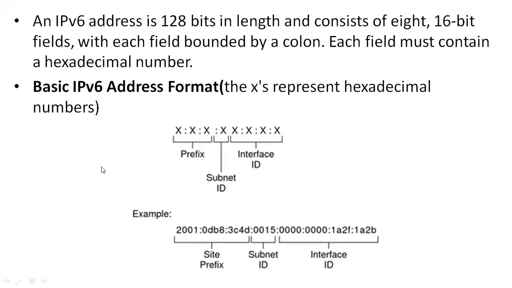Okay, this is the basic format for an IPv6 address. So all these are hexadecimal values. How many hexadecimal digits are there? 0 to 9, then alphabets.